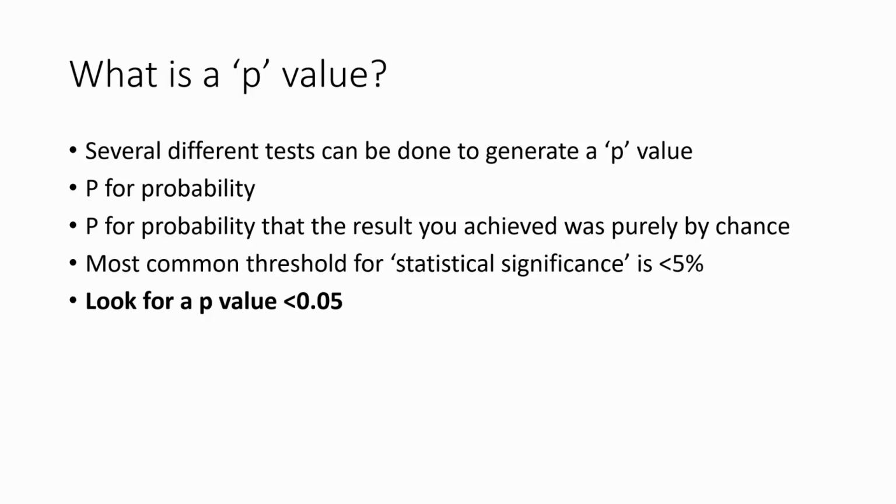So the bottom line is when you're looking at medical studies, and it's got that value on the side that says p-value, when you're looking for significant results, look for a p-value that's less than 0.05. So that's the first step. Look for a p-value less than 0.05.